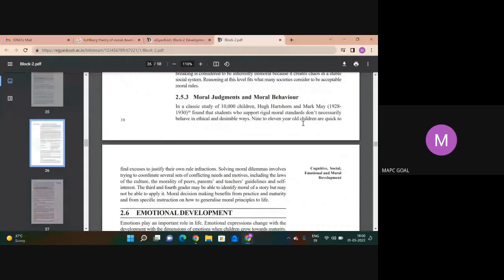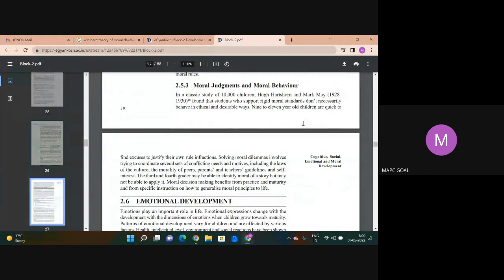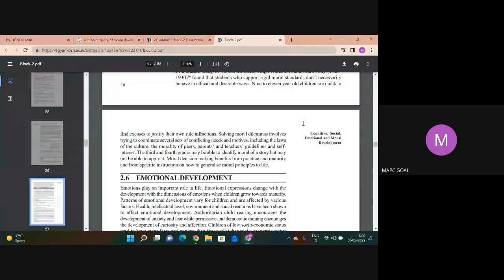And not only Kohlberg, but we even have researchers Hartshorne and May. They also did a classic study of 10,000 children in 1928 to 1930. And they found that students who support rigid moral standards don't necessarily behave in ethical and desirable ways. 9 to 11 year old children are quick to find excuses to justify their own rule infractions.